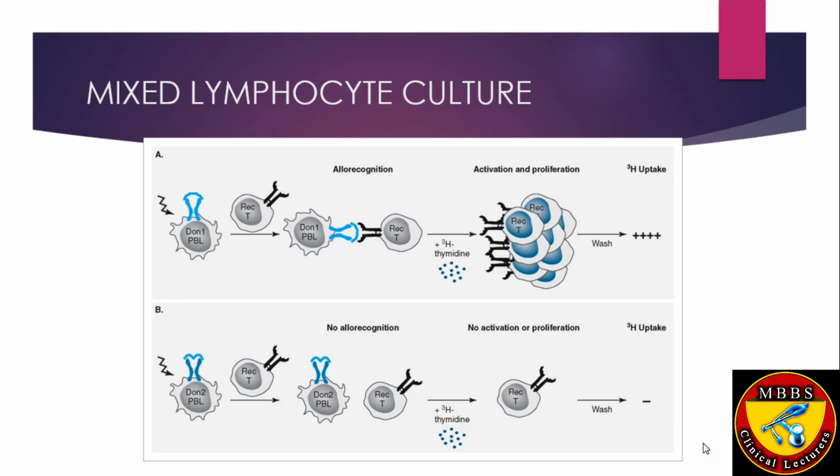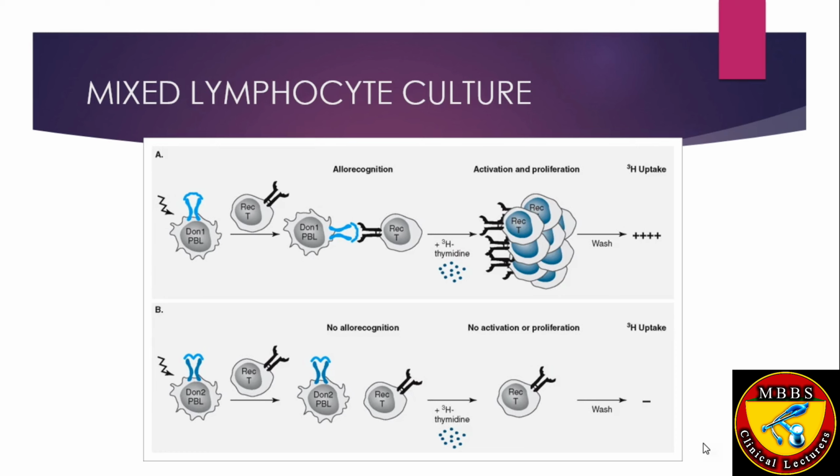What happens in this test is that we have two types of lymphocytes. One group is known as the stimulator lymphocytes, and the second group is known as the responder lymphocytes. The stimulator lymphocytes are those taken from the donor, and the responder lymphocytes are those taken from the recipient. Both are incubated in cell culture, so that DNA synthesis will start happening.